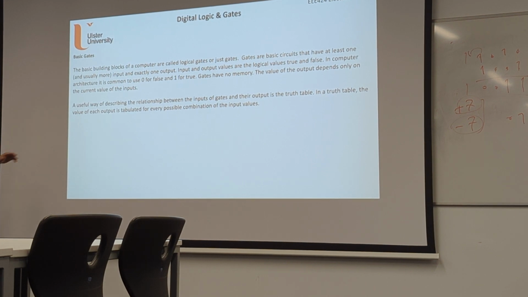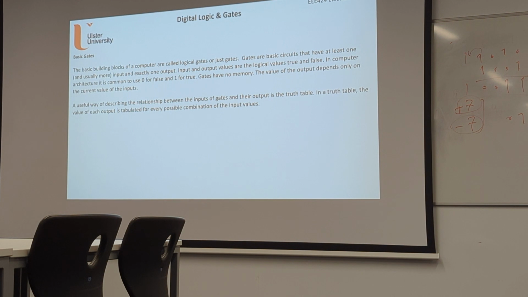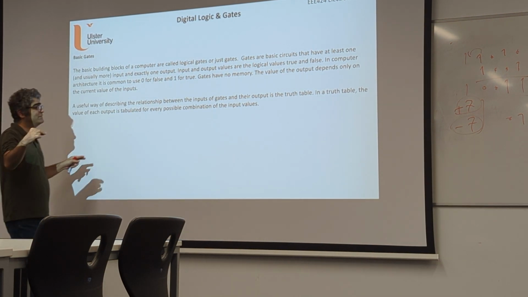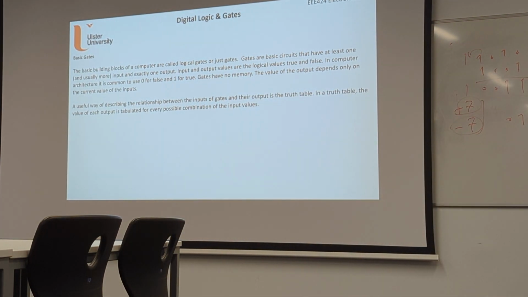A useful way of describing the relationship between the inputs of gates and their output is a truth table. It's important. In the truth table, the value of each output is tabulated for every possible combination of the input values. Okay? So it depends on the number of inputs. We have the inputs in the truth table and then the output. Remember, always we have one output. Maybe we have 2 inputs, 3 inputs, 4 inputs. Our truth table size would change, but always one output.